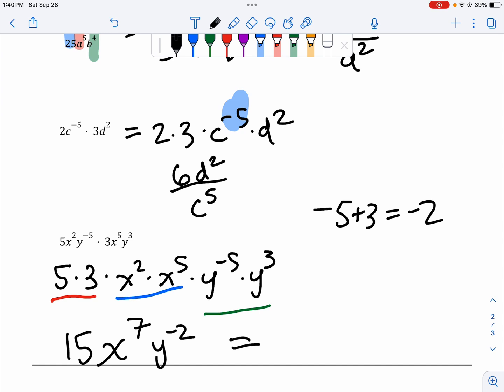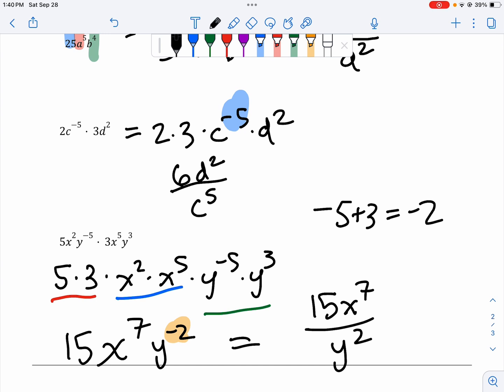But mathematicians do not like negative exponents. So we need to send that negative exponent to the bottom of a fraction. So 15x to the 7th divided by y squared. Once it goes to the bottom, we make it positive.